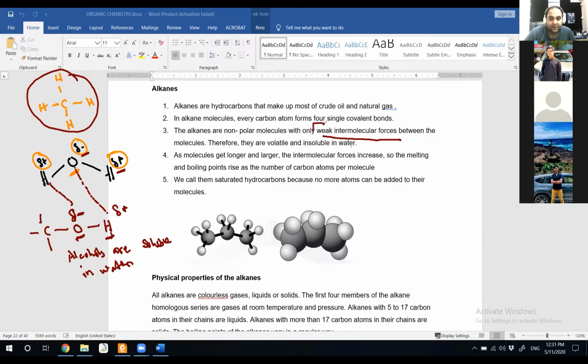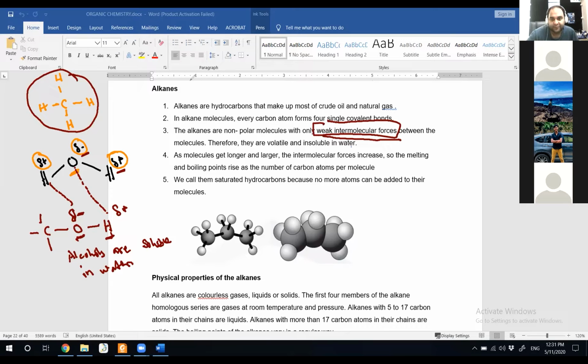They have weak intermolecular forces. So will they have a high melting and boiling point or a low melting and boiling point? Low. Low melting and boiling point. Very good. They will have a low melting and boiling point.